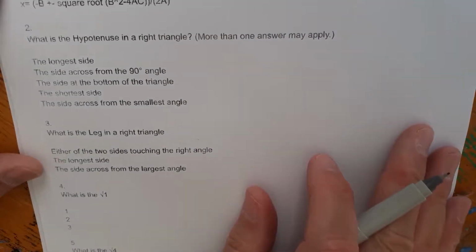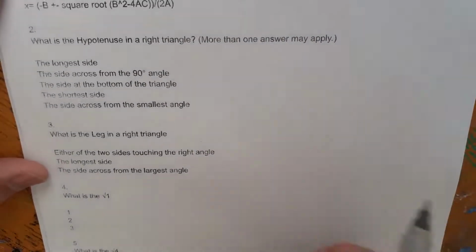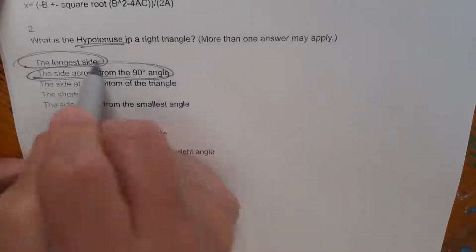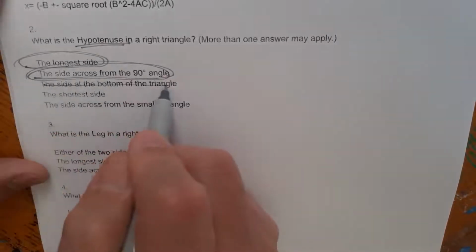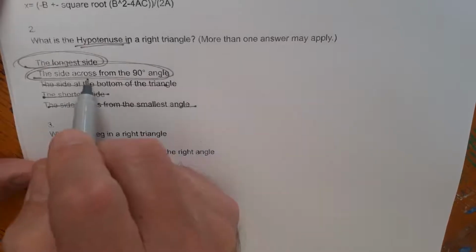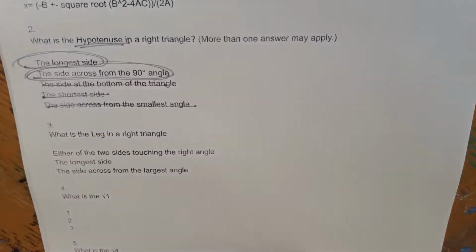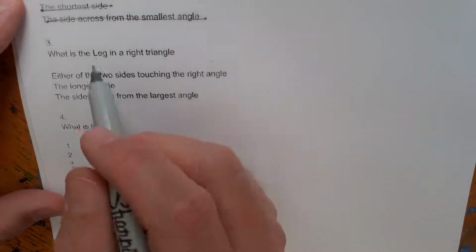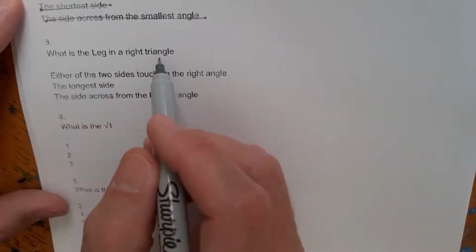What is the hypotenuse in a right triangle? More than one answer may apply. The hypotenuse, by now, you should know, is the longest side, and it's the side across from the 90-degree angle. The side at the bottom, no. The shortest side, no. The side across from the smallest angle, no. Two answers apply here. And I'm going a little bit fast because I remember these from the first lesson in this unit.